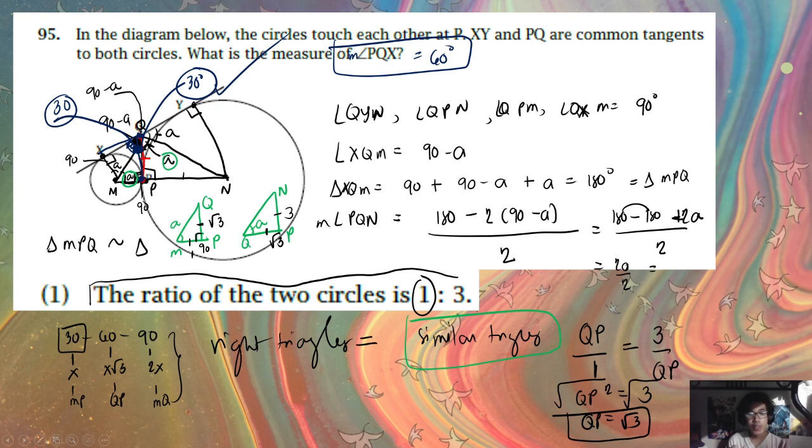Just by using the ratio of the radii of these two circles, we were able to find specific angle measurements. It was a bit of a difficult problem, but we were able to solve it. And that's how we solve this problem. The measurement of angle PQX is 60 degrees.